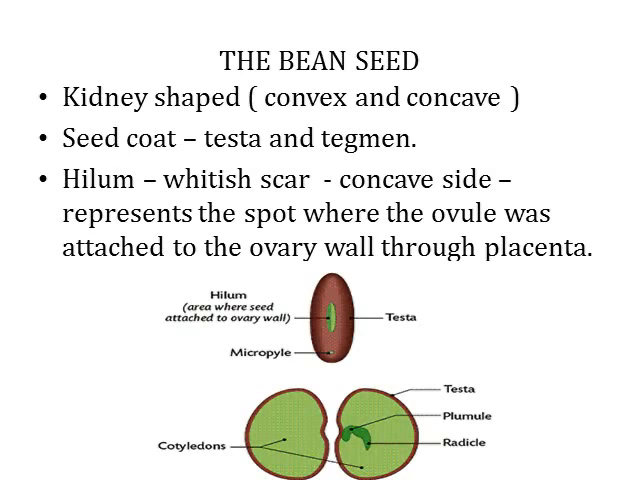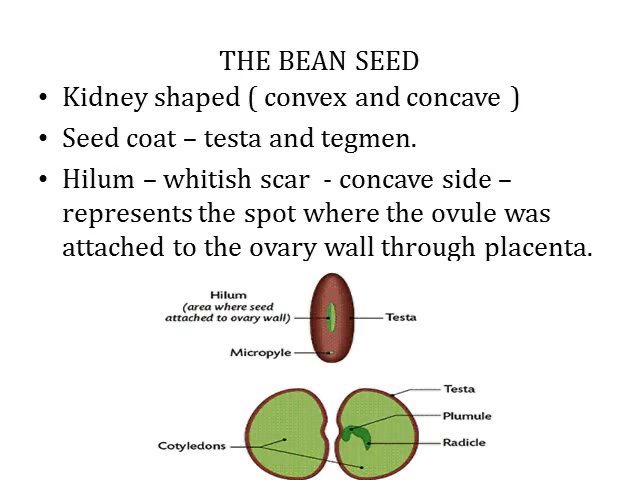Bean seed is kidney shaped, with a convex and a concave side. The next is the seed coat. It consists of the testa. Testa is the outermost layer of the seed, which is a hard brownish covering.